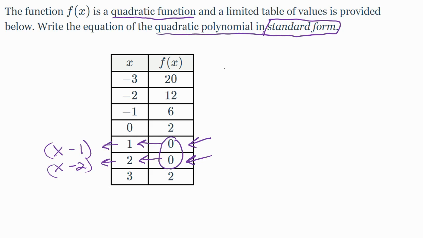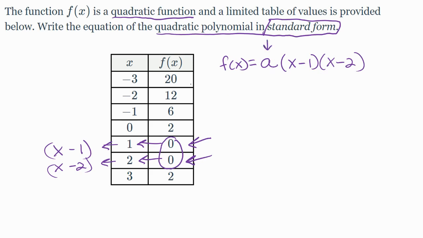These two factors are everything that allow me to make this a function with ease. So what I just found is that f of x is going to be equal to, I don't know what the multiplier is just yet, a times a factor of x minus 1 times my other factor of x minus 2. Now that produces a quadratic. The key here is I don't know what the a value is just yet.